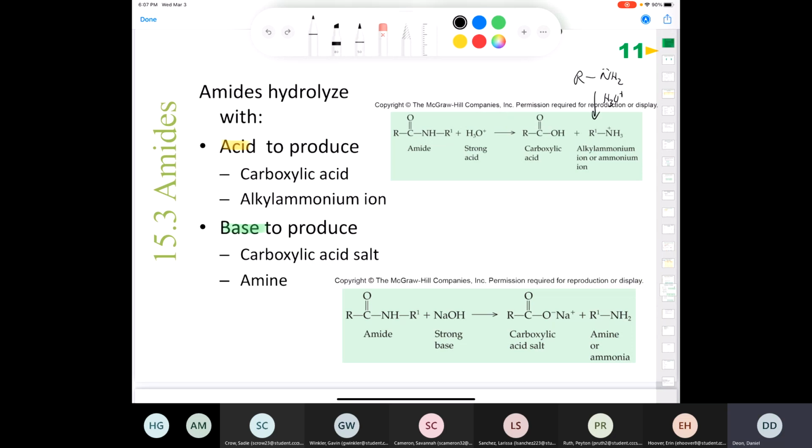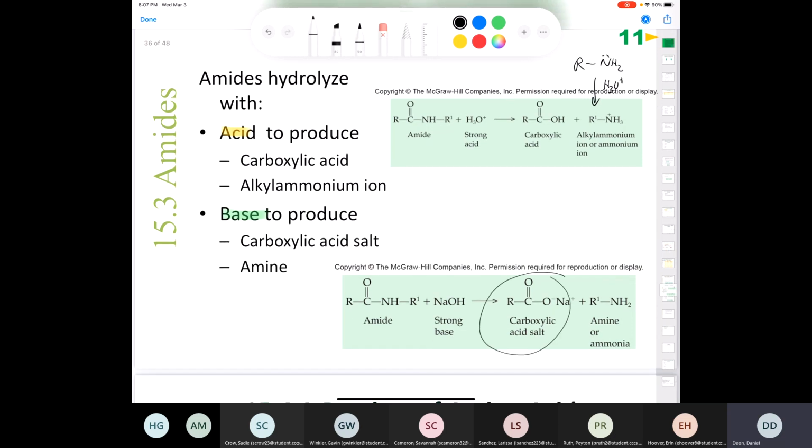Conversely, if you take an amide and hydrolyze it in base, instead of ending up with a carboxylic acid, you're going to end up with a carboxylic acid salt and an amine. Why would you end up with an amine instead of an alkyl ammonium? Because an amine is a base and you're in a base. Why would I end up with a carboxylic acid salt? Because you can't end up with a carboxylic acid in a base. The base is going to rip off the proton here. It's going to remove that proton so that you end up with a carboxylate or a carboxylic acid salt.